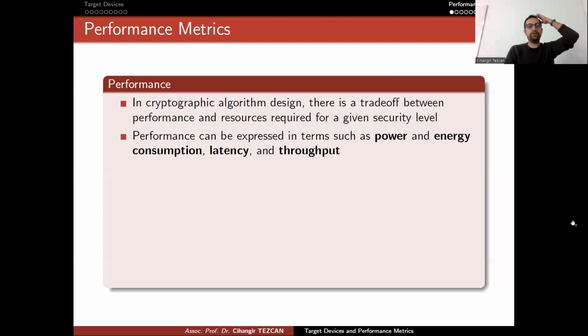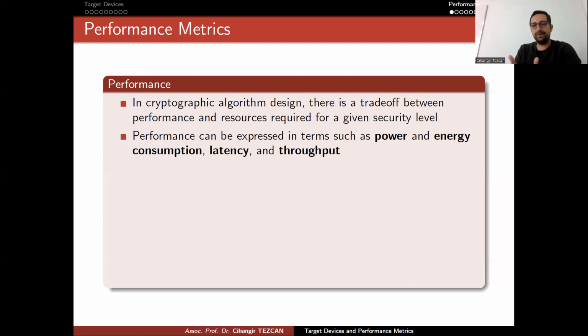But performance in high-end devices, generally we focus on the performance by talking about throughput, like megabits per second or gigabits per second. So we are focusing on how many gigabits you can encrypt in a second. Or of course, if you're implementing for a special device, you are considering cycles per byte. This is how you provide the performance.